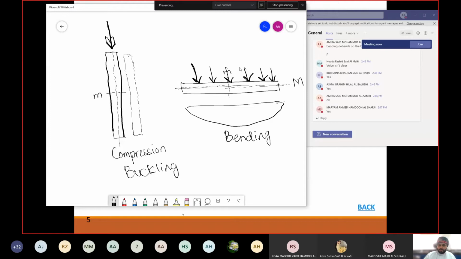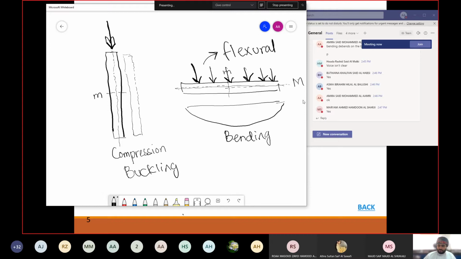Now, to define the difference between bending and buckling, it's related to how load is acting on the major axis. If the load is perpendicular to the major axis, we call it bending. And if it's parallel or in the same line of the major axis, we call it compression. This element, we call it a flexural element.